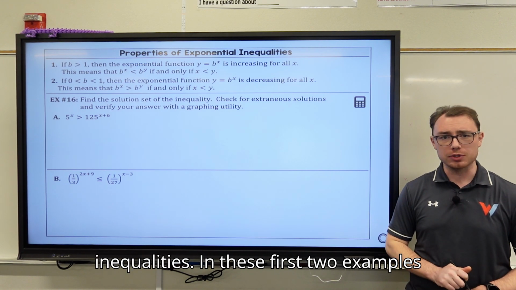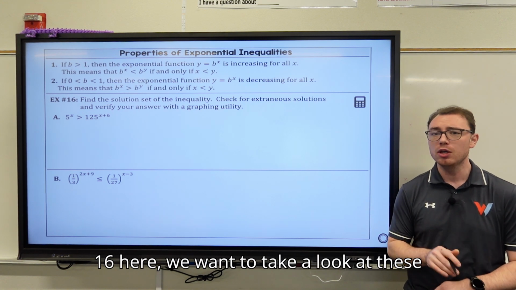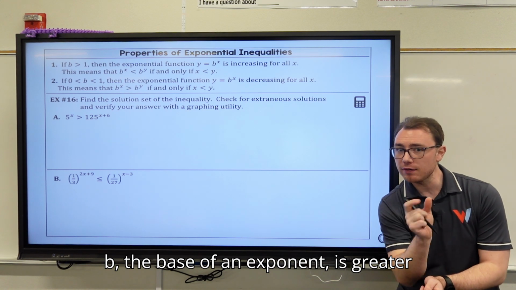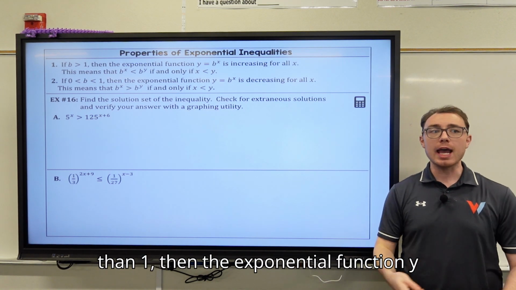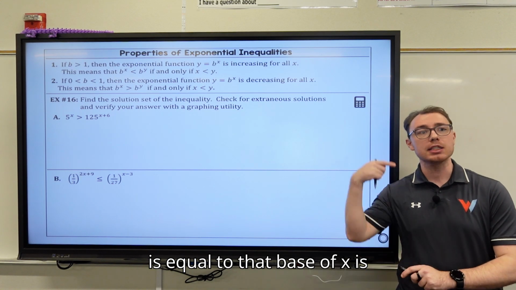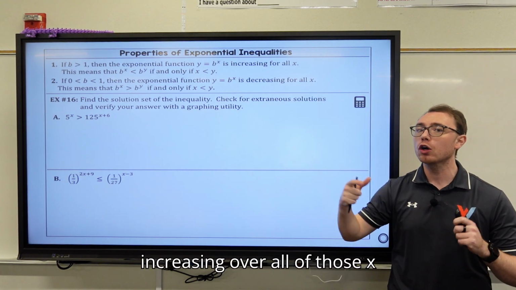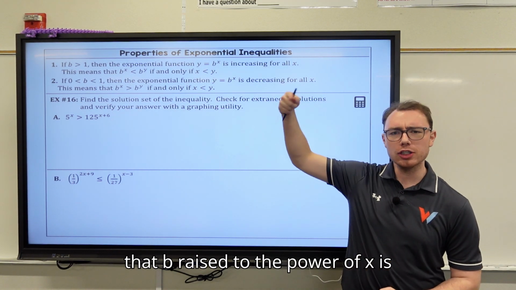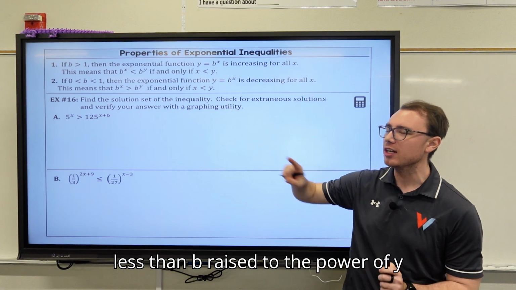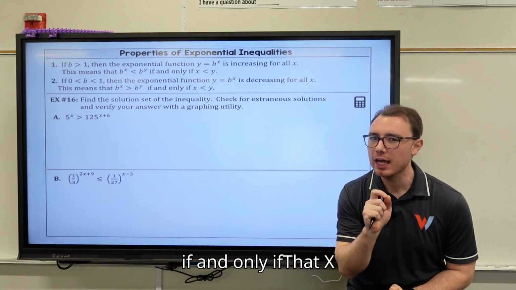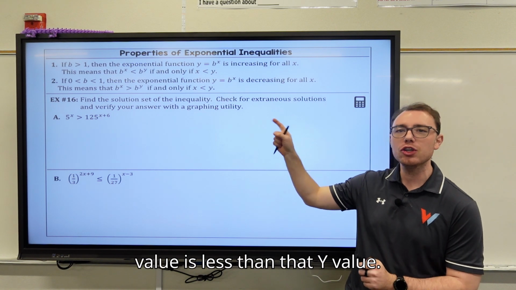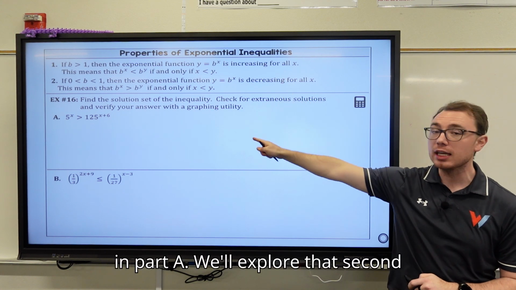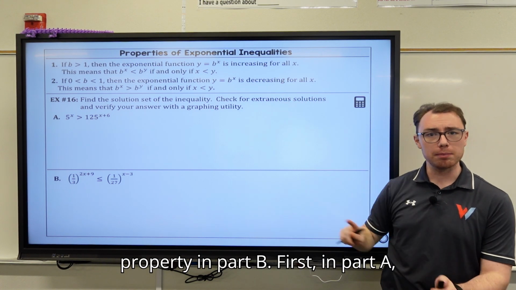In these first two parts of example 16, we want to take a look at two properties. First, if b, the base of an exponent, is greater than 1, then the exponential function y equals b to the x is increasing over all x values. We can state that b raised to the power of x is less than b raised to the power of y if and only if x is less than y. Let's explore that first property in part A and the second property in part B.